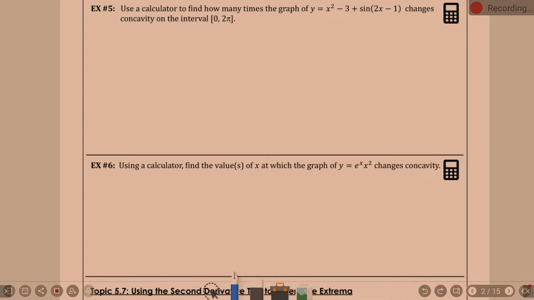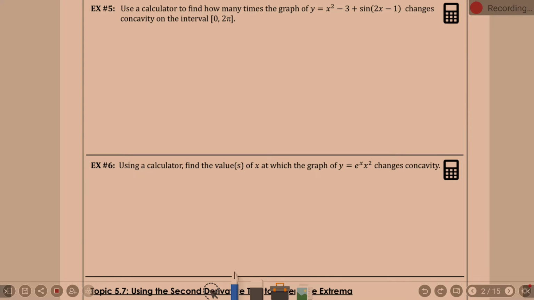They both say use a calculator. And the idea is to find how many times this graph changes concavity on the interval 0 to 2 pi. Thoughts? When we're talking about concavity, we're going to need to know the second derivative.